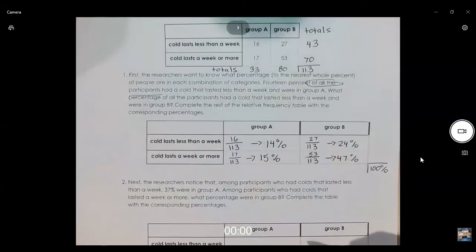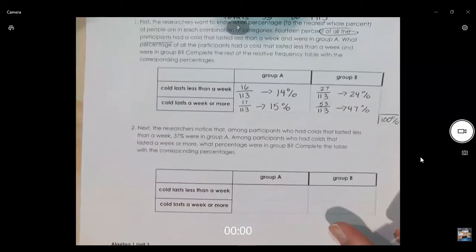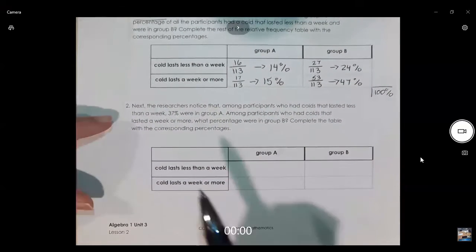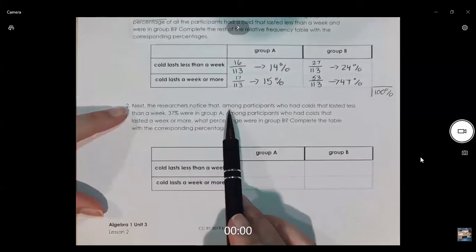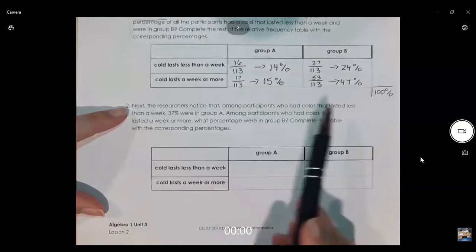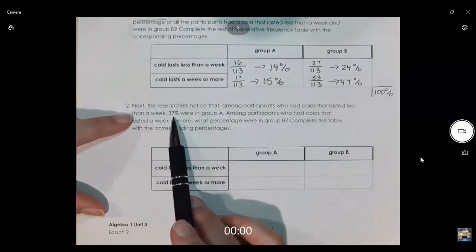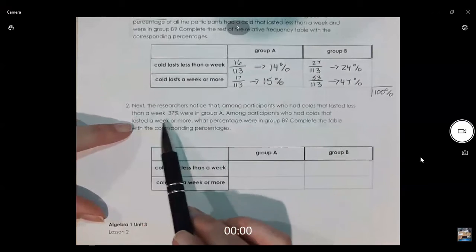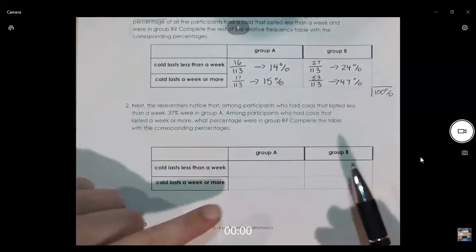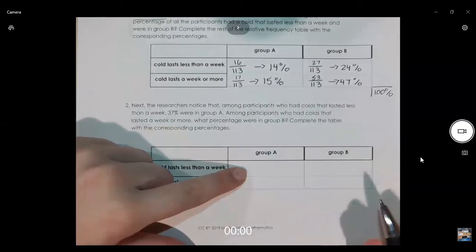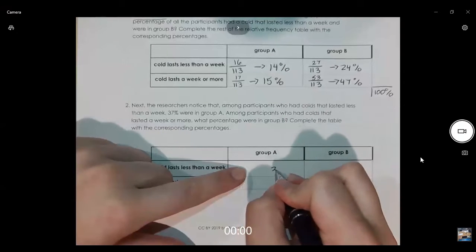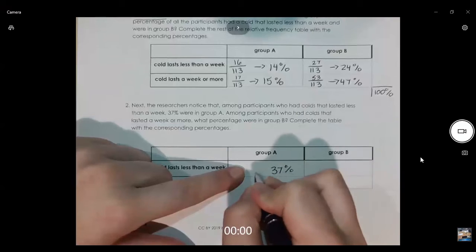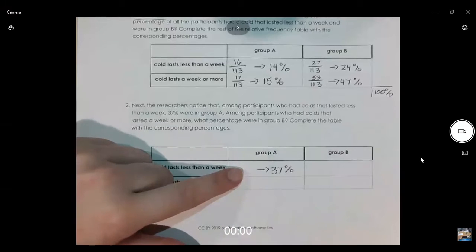and that's going to be important here when we look at the different ways that these relative frequency tables are created, because in the next example it says, next the researchers noticed that among participants who had colds that lasted less than a week, 37% were in group A. Among participants who had cold that lasted more than a week, what percentage were in group B? So we know this percentage was 37%, so I want to try to figure out how they got 37% by looking at what they were referencing.